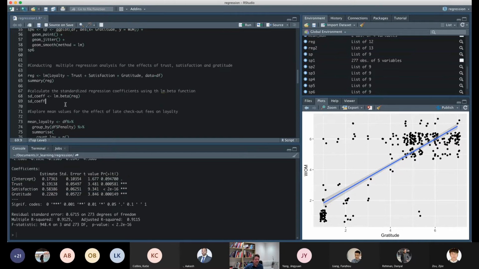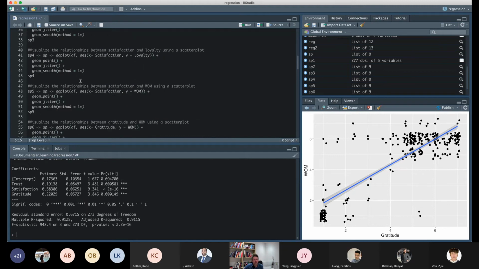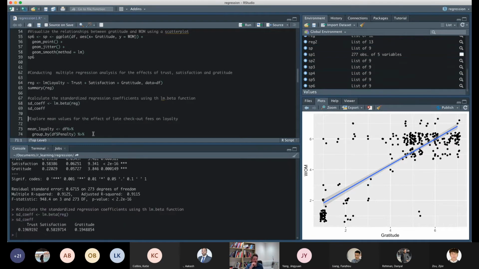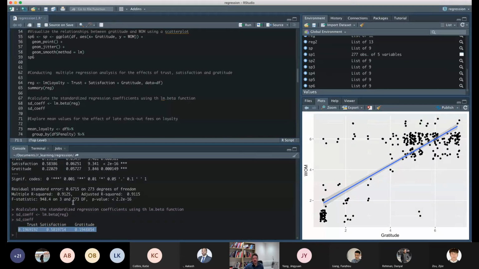Because then you can compare the effects of independent variables, and that's what we can do with this lm.beta function from this quant-psych package. It's very easy. You just use this little command here, lm.beta, and R automatically gives you the standardized regression coefficients. So you see here, those are now the standardized regression coefficients. In this case, they are very similar to the unstandardized coefficients because they were on the same measurement units anyway.